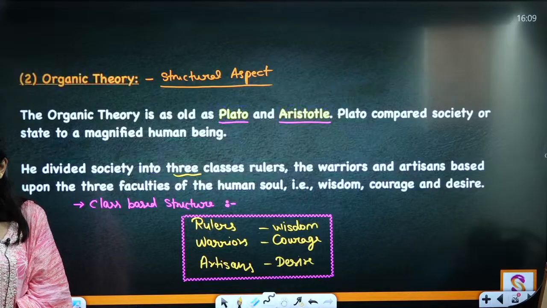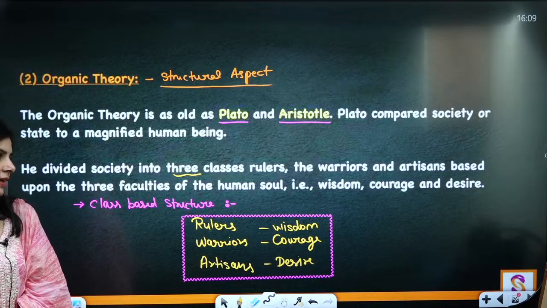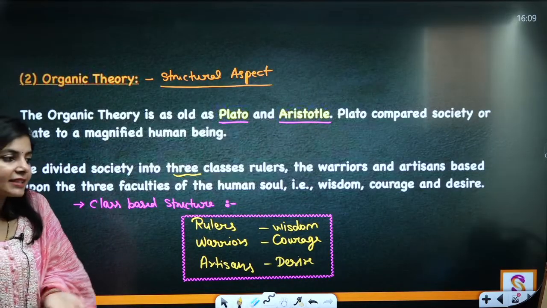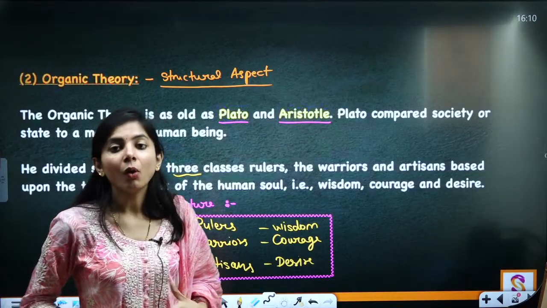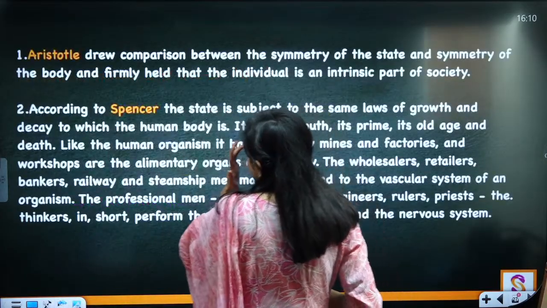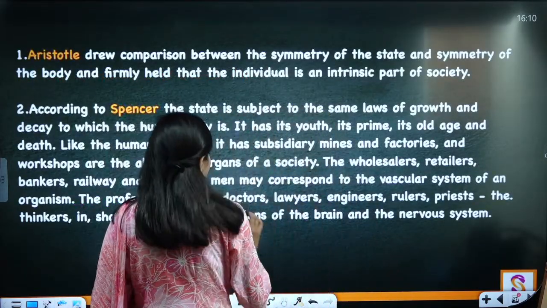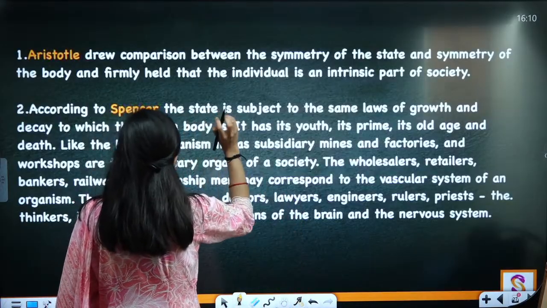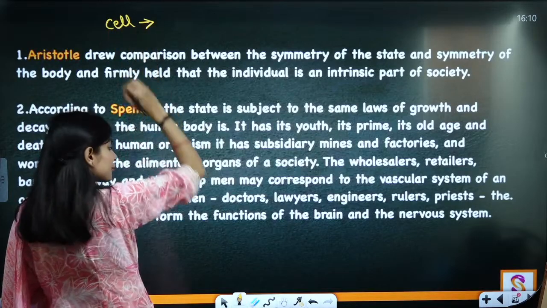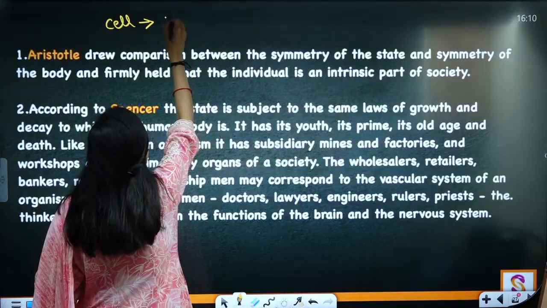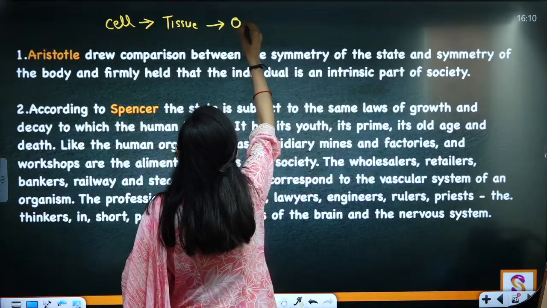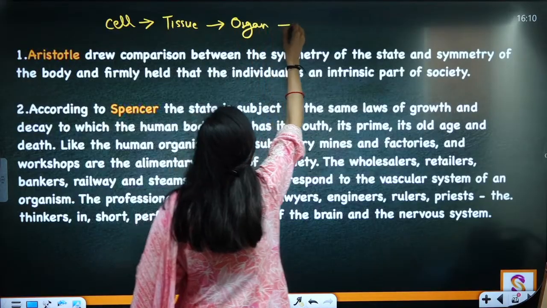From this perspective, you can understand what they specified in the organic theory: as a human being has organs in the body, and in the body the cell is the smallest functional unit. When cells combine, they become tissue. When tissues combine, they become an organ, and then the body.